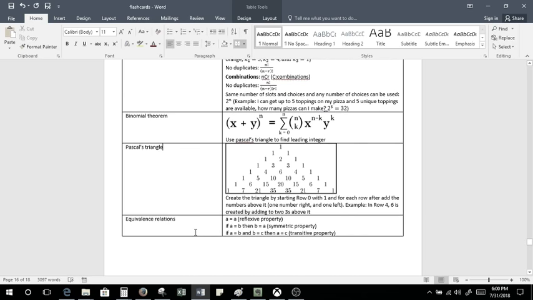So onto Pascal's triangle then. We create this triangle by starting in row 0. So the first row is not row 1, it's row 0, and it's just going to have a 1 there. And for each row after, add the numbers above it. So above this 1 here, there's nothing, which is a 0, and a 1, so that'll be 1. And that will be the case all across the outside edge.